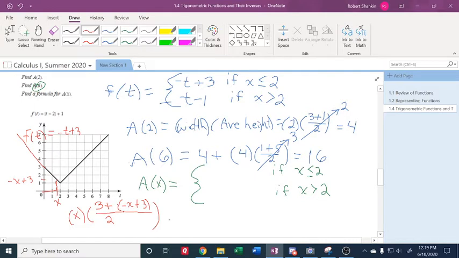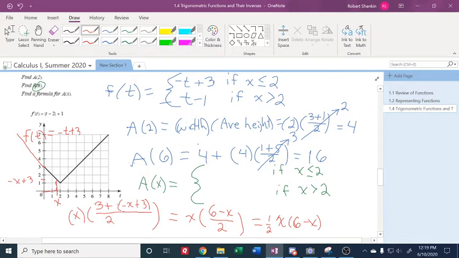All right, now we'll simplify that down. 3 plus 3 makes 6 minus x, all divided by 2. Let's simplify this a little further. Take that 1/2 out in front, and then an x, 6 minus x.